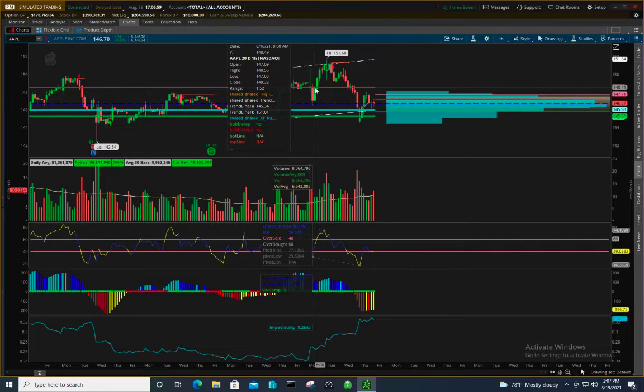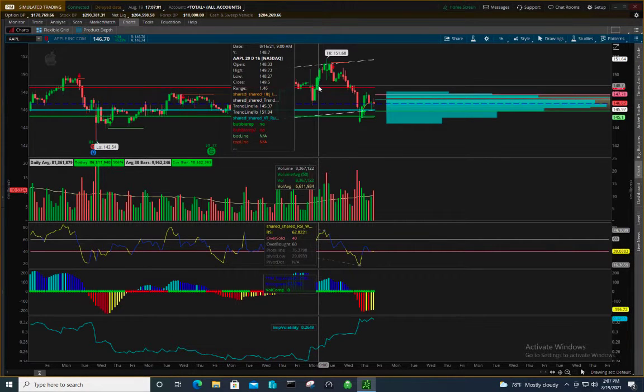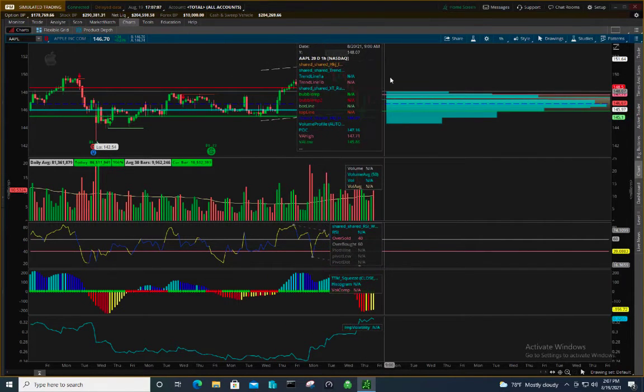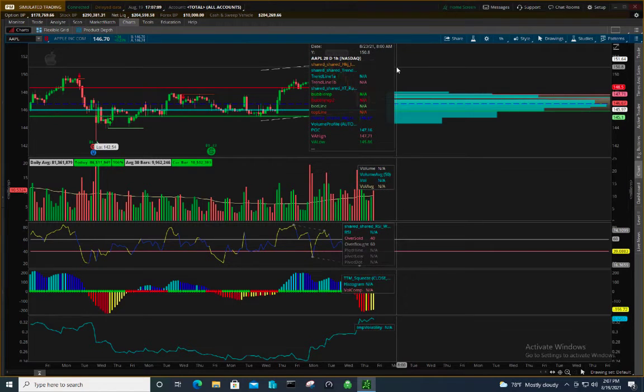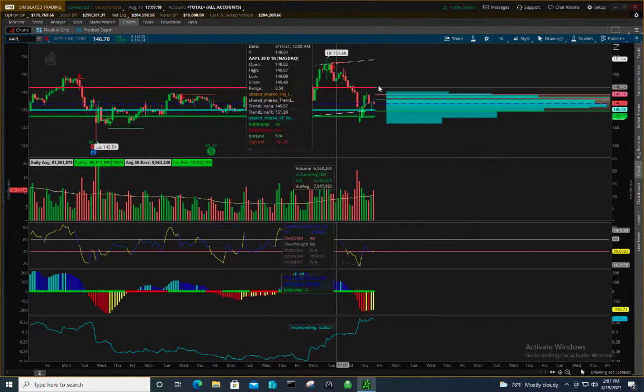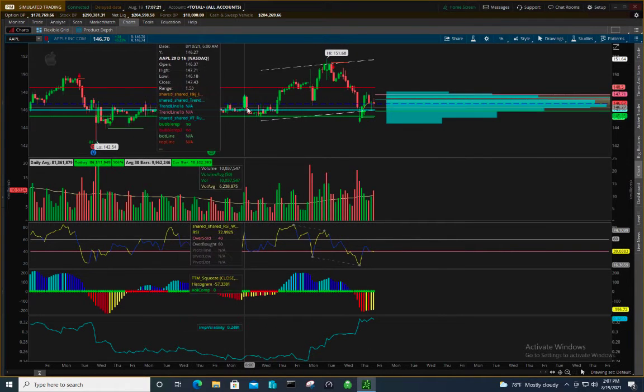So current resistance is at 147, 148. It has broken that resistance once, and if it continues to test that resistance, let's say 2 more times, normally after 2 or 3 times, the ticker breaks resistance and goes to a higher level. So that's one example of how to read this chart.